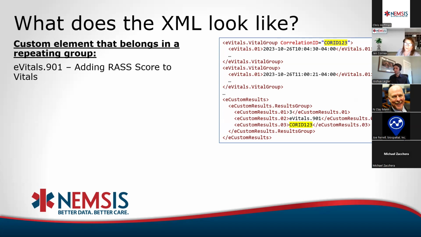Here you can see that there were two sets of vitals taken, one here at 10:04 and 30 seconds, and one here at 11 and 21 seconds. The correlation ID indicates that the RAS score belongs to the vitals group that was done at 10:04, right? You can see the correlation ID 123, correlation ID 123 here in the e-custom results section, with the values saying it belongs to the e-vitals 901, and the score was 3. That was the total score that was given there.